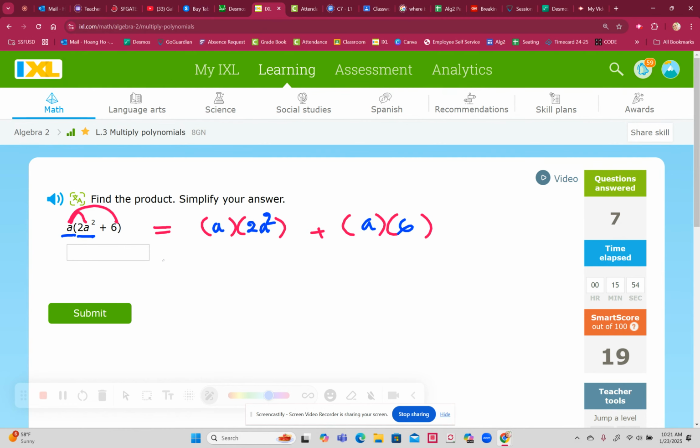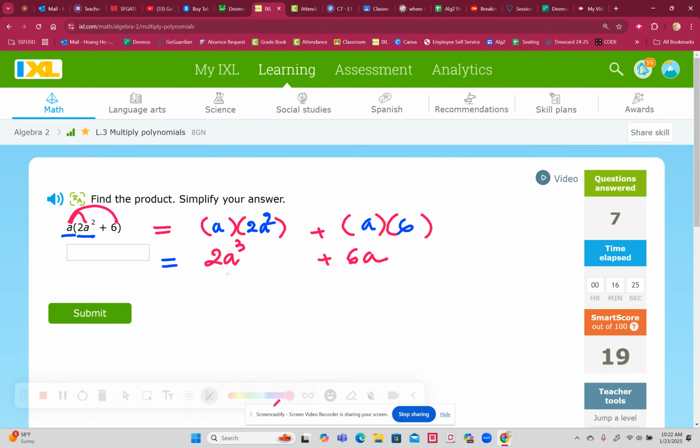So now number with number. If you don't see the number, which is number 1? So number 1 times 2, that's a 2. A times a squared, that's a cubed. A times 6, it should be 6a. You always put the number first and the letter later. And these two terms you cannot combine.